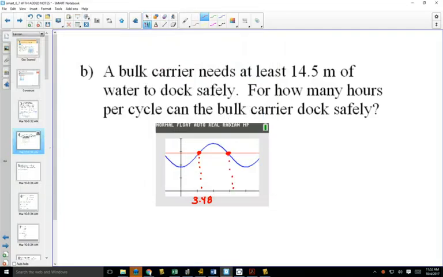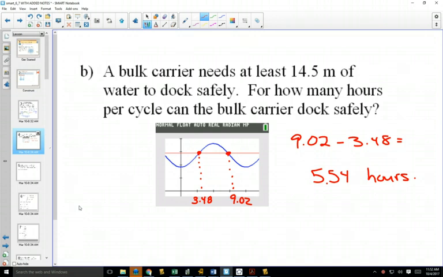So this one is 9.02. How much time can it safely dock? If we do 9.02 minus the 3.48, it can safely dock for 5.54 hours. Just round it to 6. Yeah, that might not be good. Or just round to the nearest 10. Well, it's closer to 10 hours.